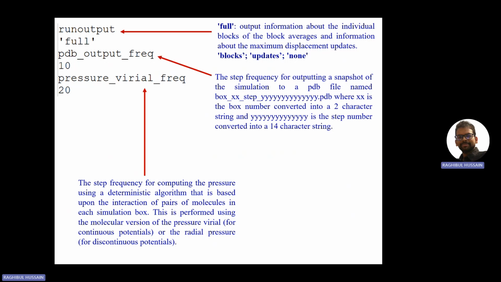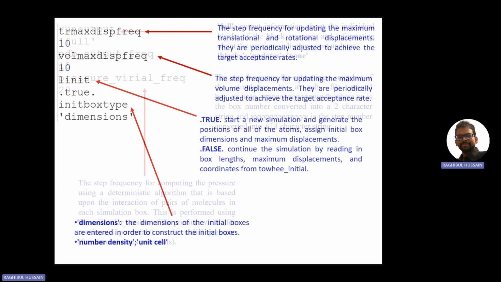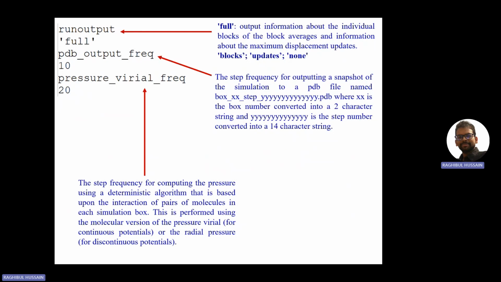See, again, all the information is not compulsory. These are just the output information. So you can make changes in your towhee_input file as per this.